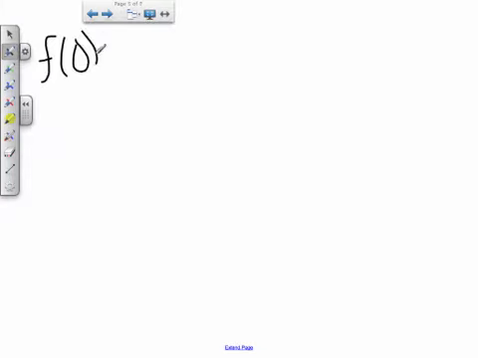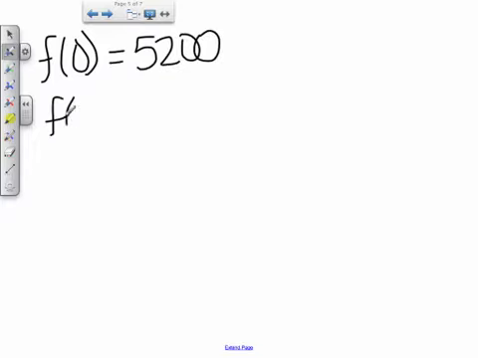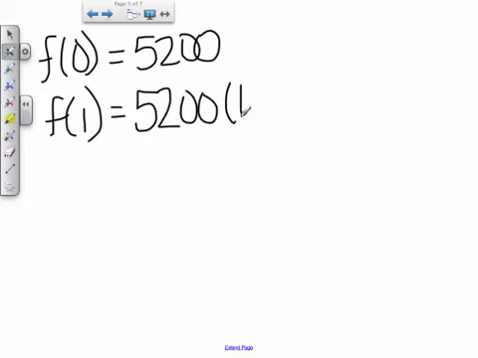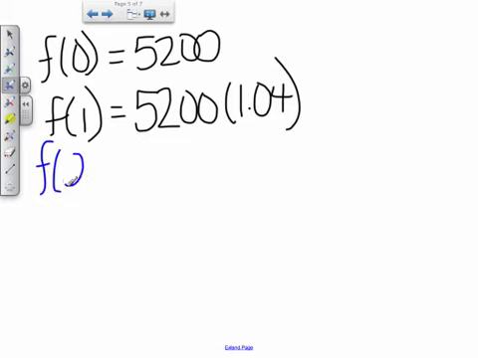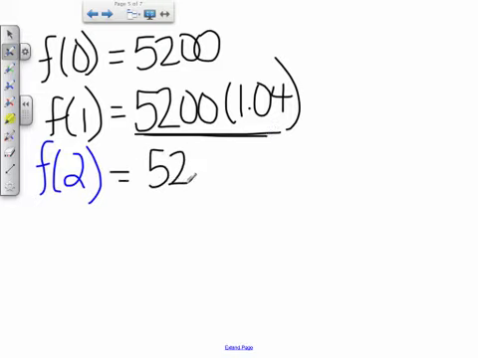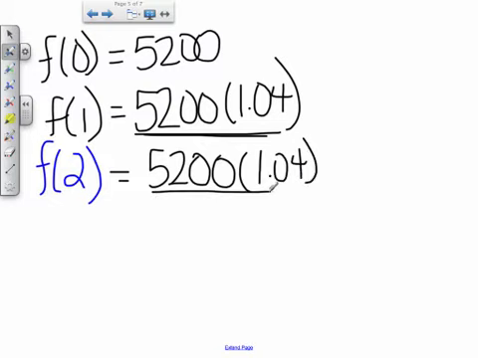F of 0 equals $5,200, all right? F of 1 equals $5,200 multiplied by 1.04. Okay? Now, f of 2 was equal to your answer from f of 1. So here, whatever this number is, that's my answer to f of 1. Again, you don't have to write this down. Just watch this so you get this. So do you understand how this is still just f of 1 right here? And then I have to multiply it by another 1.04.